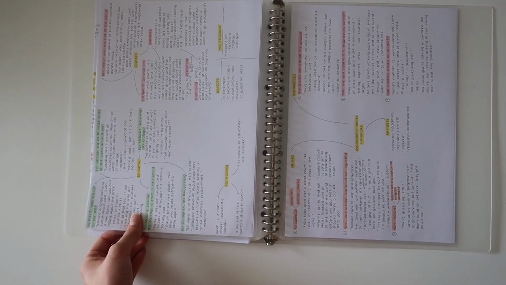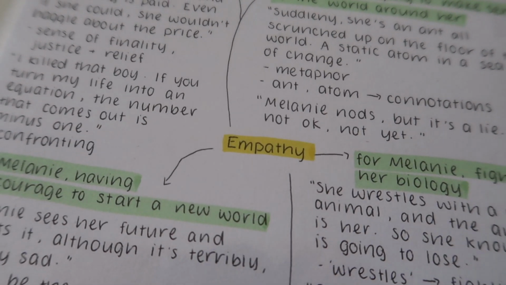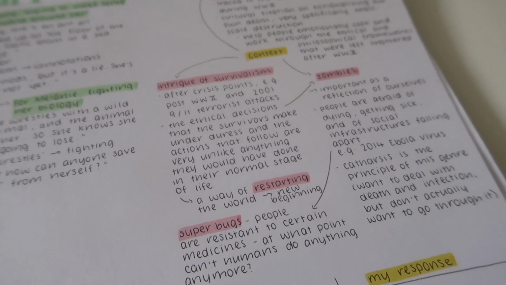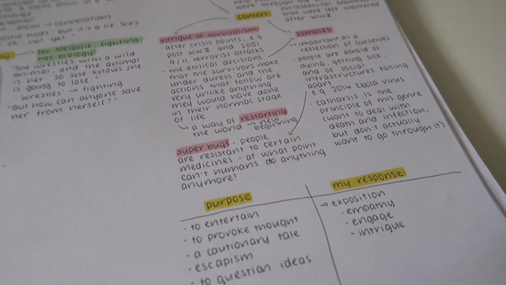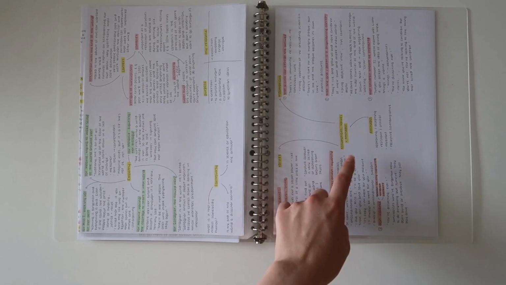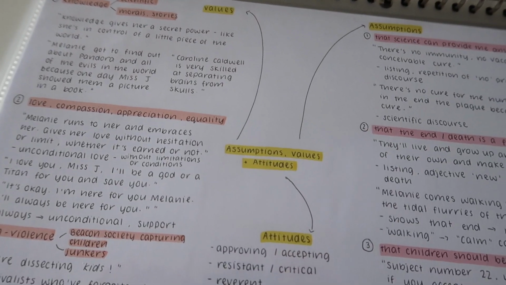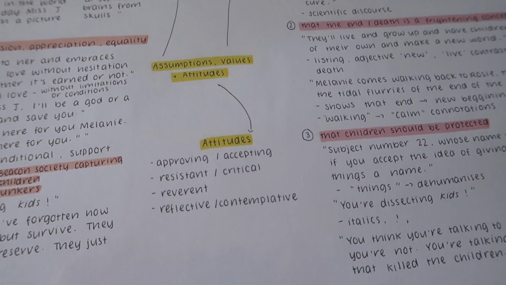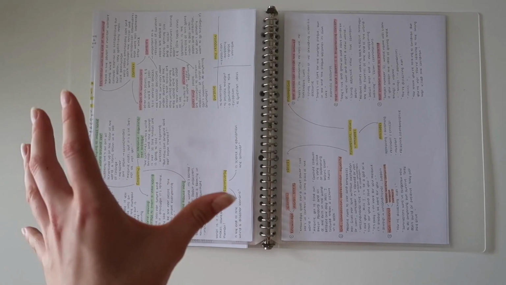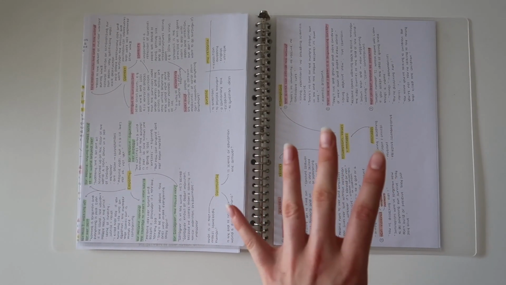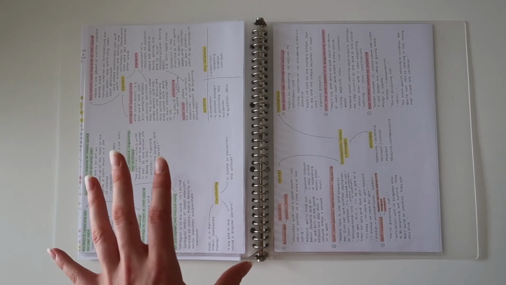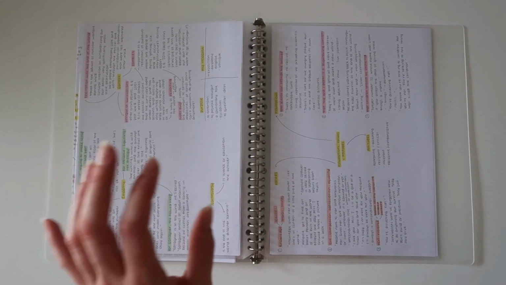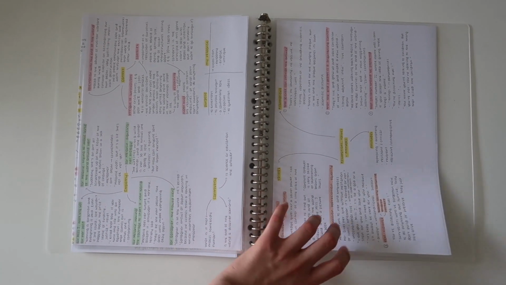And then I did exactly the same thing. So here's for empathy, context and controversy, and then I've got purpose and my response there as well. And this one here is for assumptions, values and attitudes. So this was just expanding upon all of those different syllabus dot points, so that any question that they asked, I would be able to relate it back to The Girl with All the Gifts.